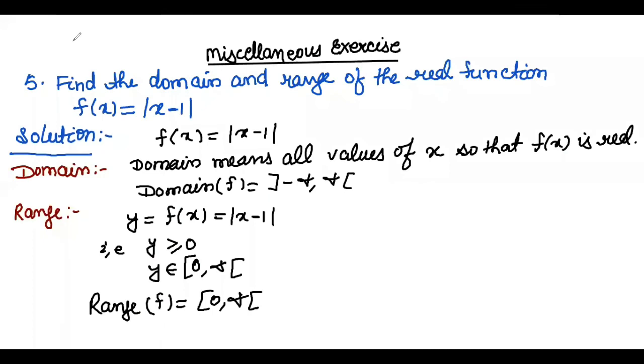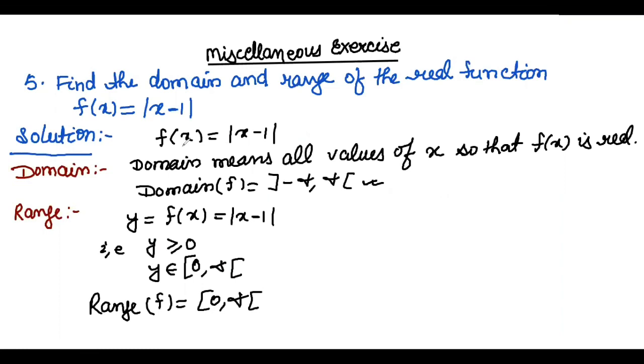Now the fifth question. Find the domain and range of the real function f(x) equals mod of x minus 1. So f(x) equals mod of x minus 1. Domain means all values of x so that f(x) is real. So here it is a very simple question. We can apply any value of x. So we can apply all real numbers. Real numbers means minus infinity to infinity. So this is our domain.